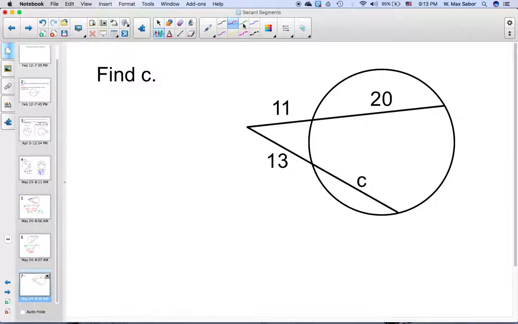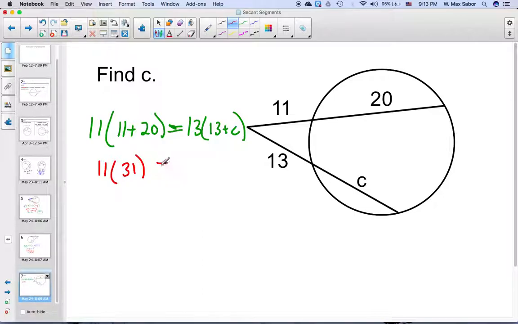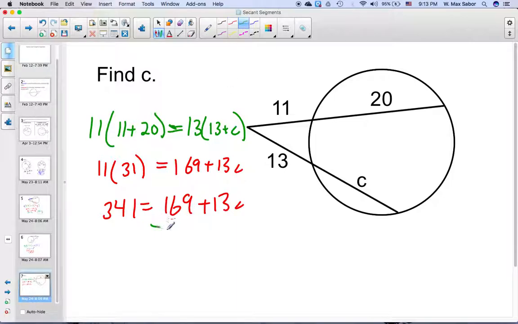Last one. Here the outside is 11. The whole thing is 11 plus 20. Here the outside is 13, and the whole thing is 13 plus c. So 11 times 31 equals 169 plus 13c. That's distributive property. This is 341 equals 169 plus 13c. We can subtract 169 from both sides.